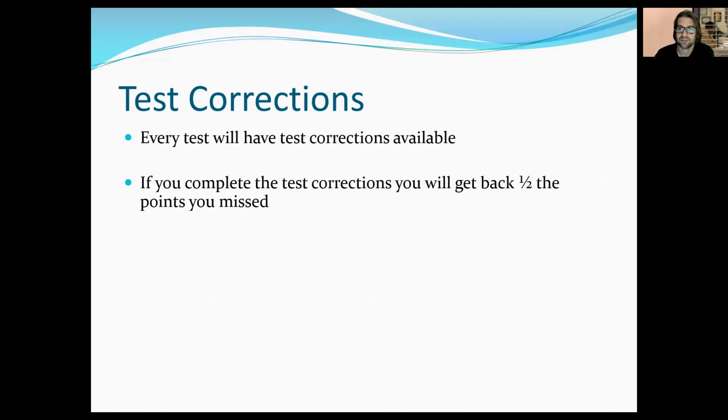the test. You can still do a test correction packet. You can get back half the points you missed, so you can get back half of the 80, which would be 40. Add that to the 20% you got right, and that takes you up to a 60% D. So test corrections are going to be really important if you are a bad test taker.